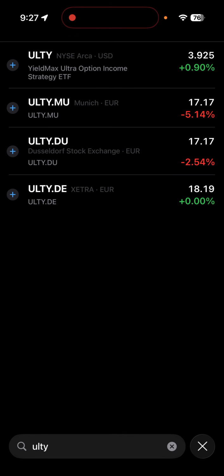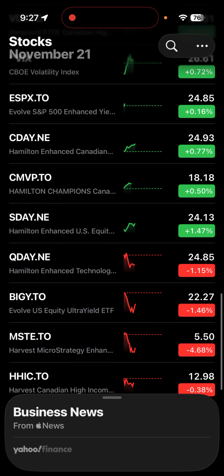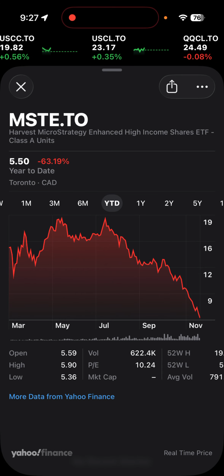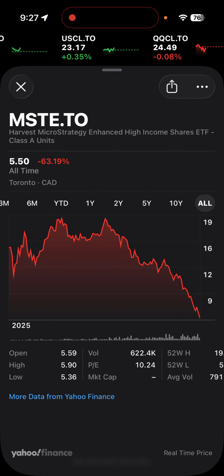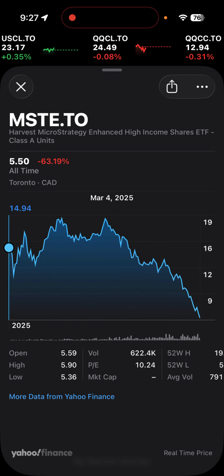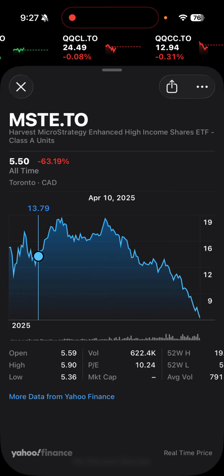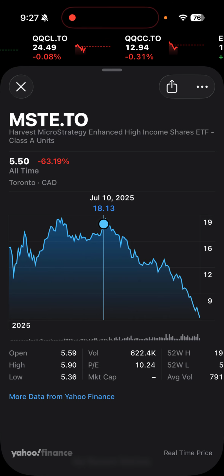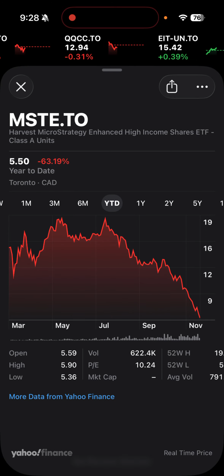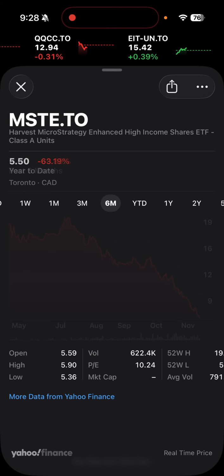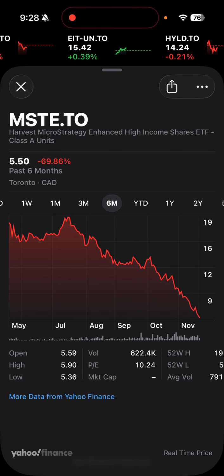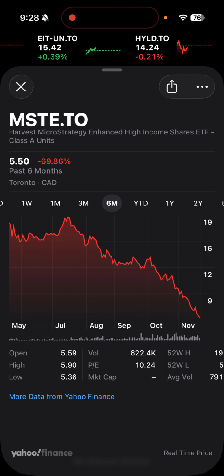One other ETF I wanted to look at here is MSTE from Harvest, and this one's been getting a ton of attention because this ETF is down 63% since inception. I think it came out at about $15, and it's always been over $10. I think it's even spent some time close to $20 per share. However, if you look at year to date, it's down 63%, and over the last 6 months it's down 70%. MSTE is trading under $6.